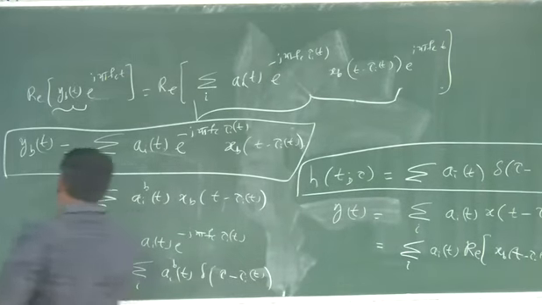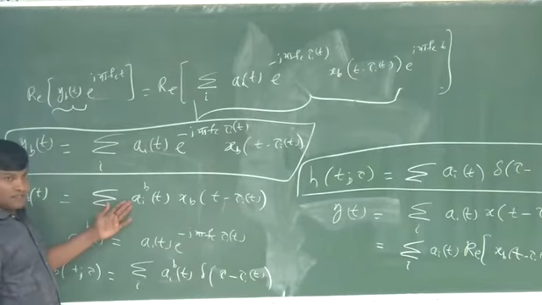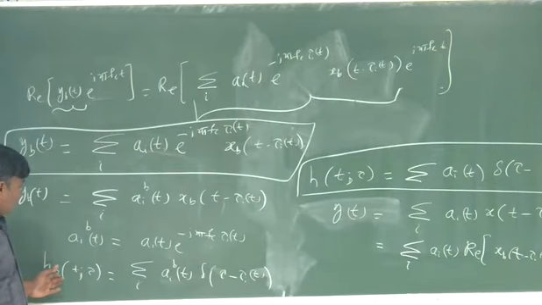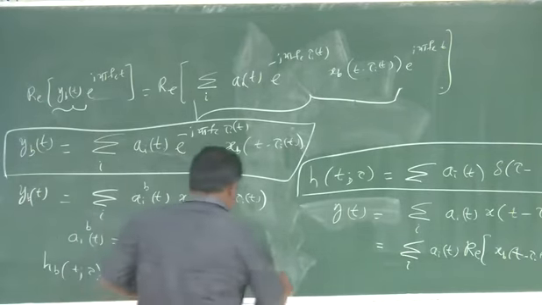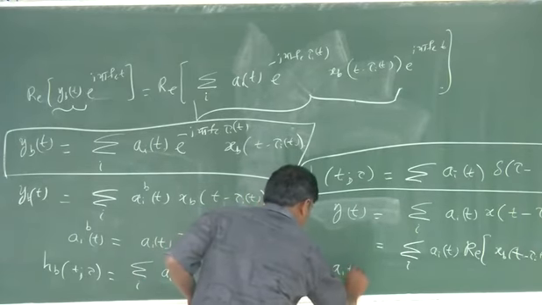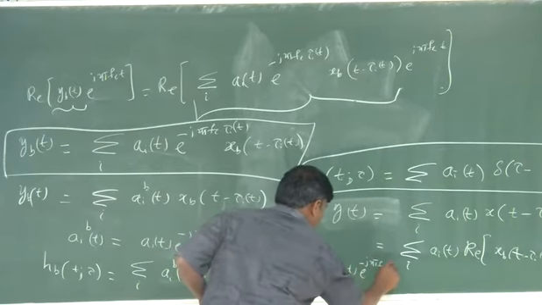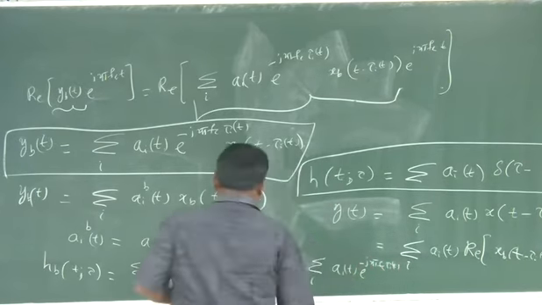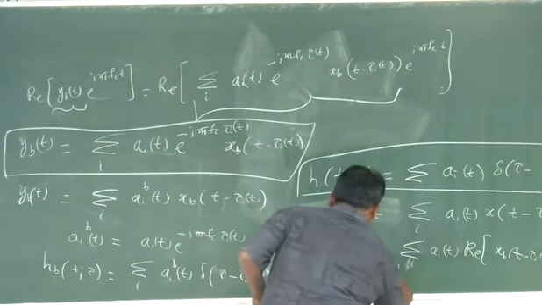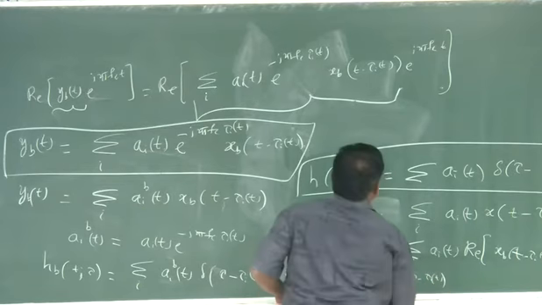This is pretty much in the same form as the passband case, right? Therefore, the baseband impulse response should be this. But what is the difference here? The only difference is a_i(t) e to the power of minus j 2 pi f_c tau_i(t) appearing with delta of tau minus tau_i.